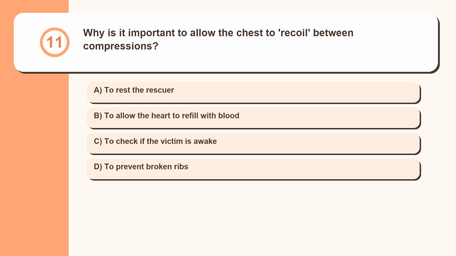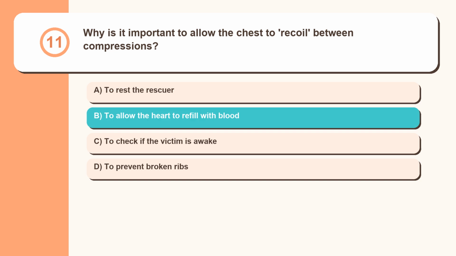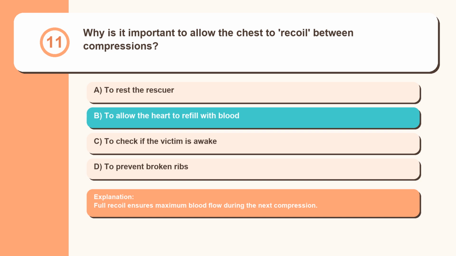Question 11. Why is it important to allow the chest to recoil between compressions? To rest the rescuer, to allow the heart to refill with blood, to check if the victim is awake, to prevent broken ribs. Full recoil ensures maximum blood flow during the next compression.